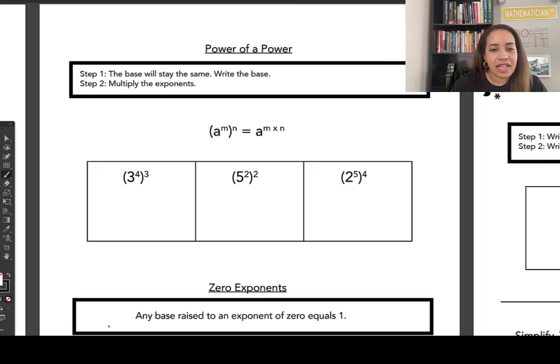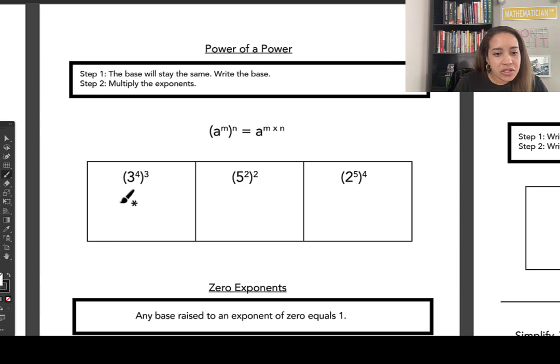This next rule is called the power of a power. That's when we see an exponent in parentheses with an exponent on the outside. So for step 1, the base will stay the same. We will copy down the big number or the base again, and then this time we are going to multiply the exponents. One way that I remember to multiply is because I see parentheses, and in your previous lessons, we learned that parentheses mean multiplication.